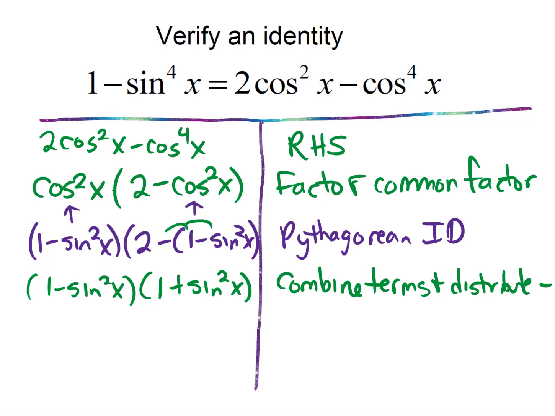All right, the next thing I'm going to do, this is a binomial times a binomial. I'm going to FOIL those. First times first is 1. Outers is plus sine squared x. Inners is minus sine squared x, so those will cancel. Last times last, a minus and a plus is a minus. Sine squared times sine squared is sine to the 4th x. So that was just FOILing. And now we see that we have the left-hand side.